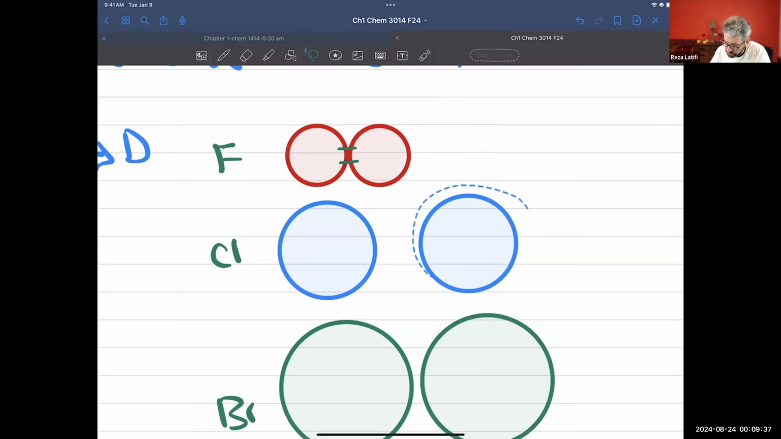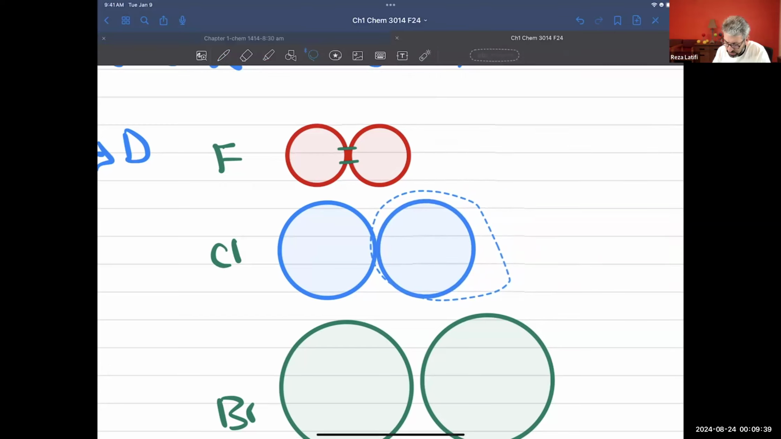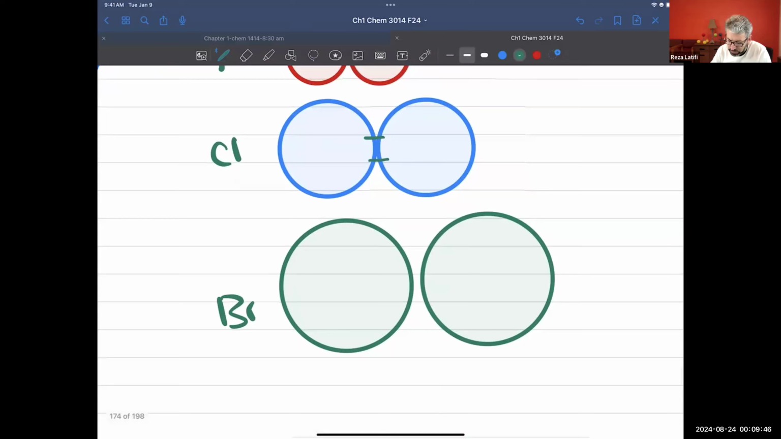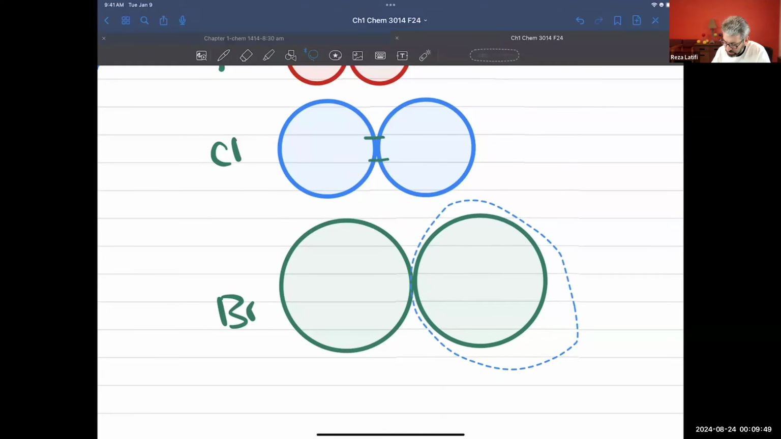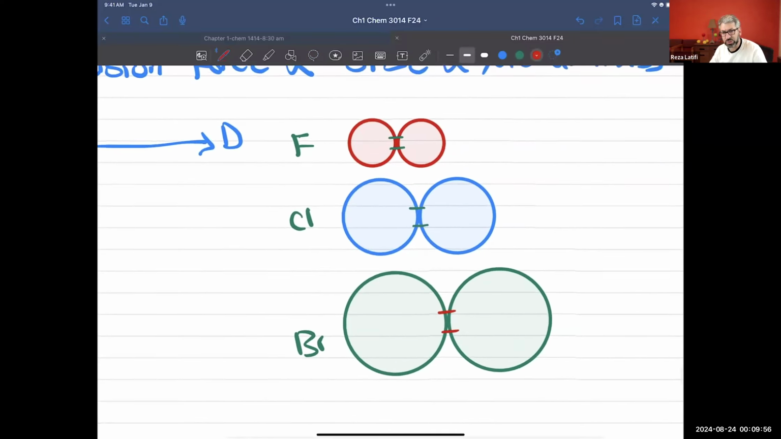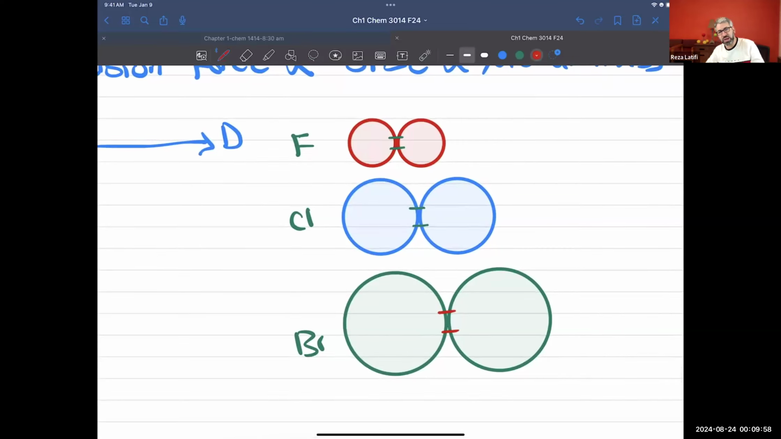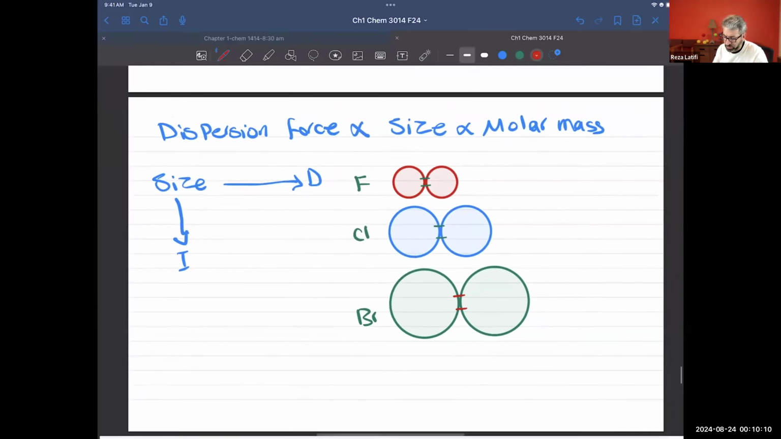If you compare it with chlorine, that area got bigger. Next, if you move to bromine, again, it will be bigger. So as we increase the size, the surface available for interaction between two molecules goes up. In that case, we say the dispersion force got stronger.